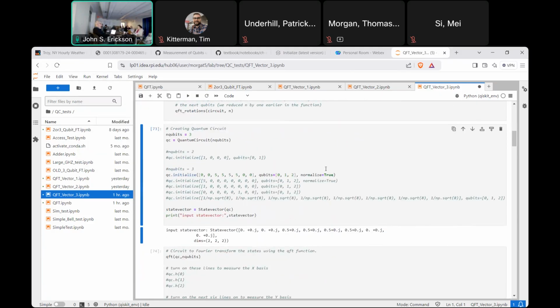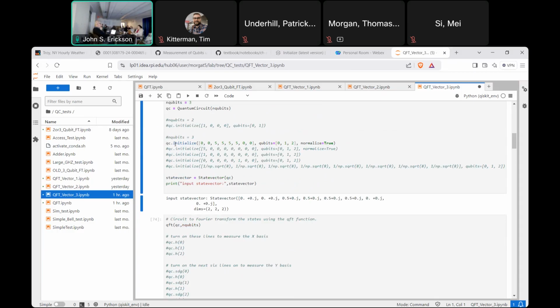Now here's the setup of the quantum computing. We tell it 3 qubits and QC equals QuantumCircuit. This initializes the circuit to 3 qubits, all of them at the 0 state right now. And now here's our initialize, and this is where we initialize the boxcar.